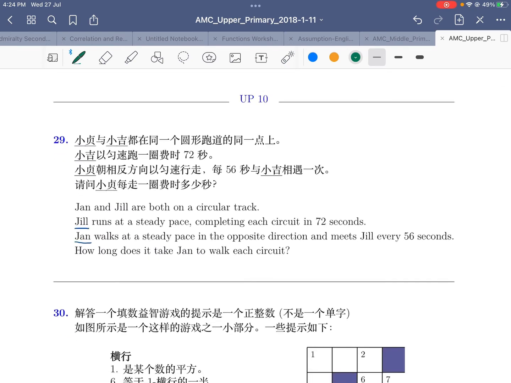Now for question 29, we have Jen and Jill, who are both on a circular track. In this case, Jill runs at a steady pace, a very constant speed, completing each circuit in 72 seconds. What about Jen? Jen walks at a steady pace in the opposite direction and meets Jill every 56 seconds. How long does it take for Jen to walk each circuit? So what we are looking at is a circular track.